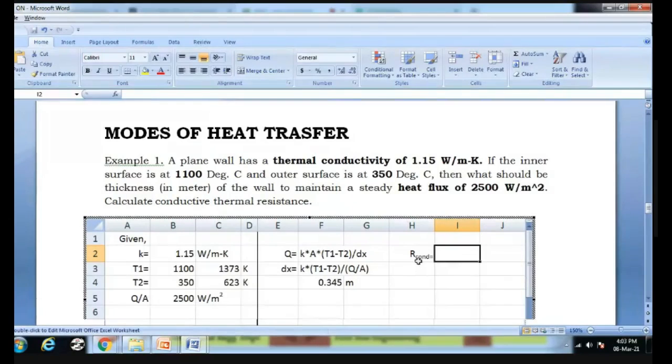Now look, thermal resistance for conductivity is equal to dx upon k into a. K into a. Correct? Sorry. Try to calculate. dx divided by 1.15 into a. It is a.